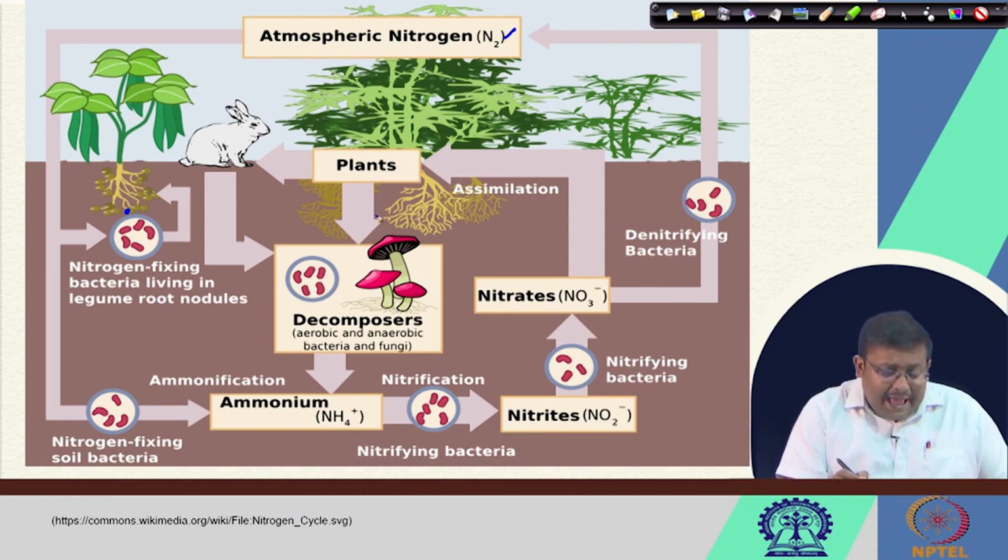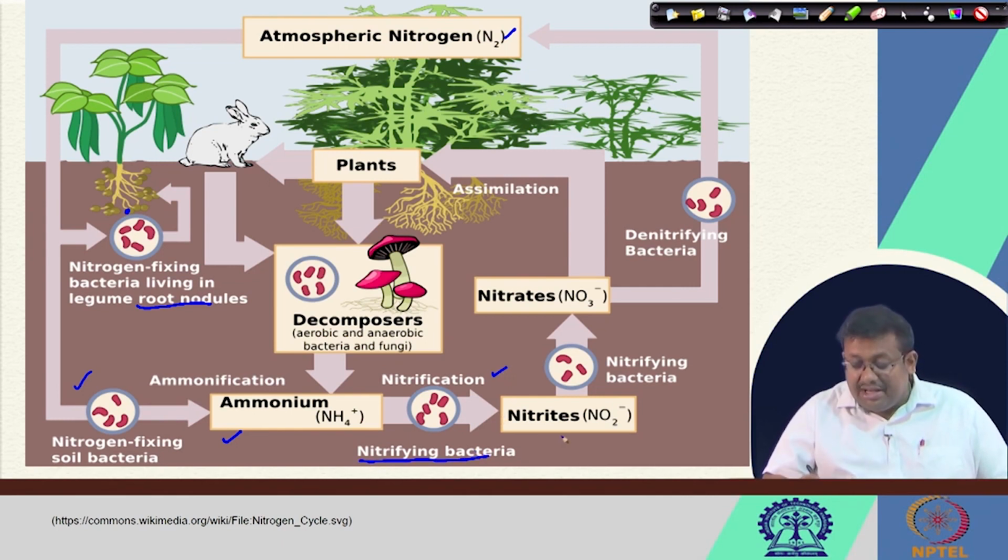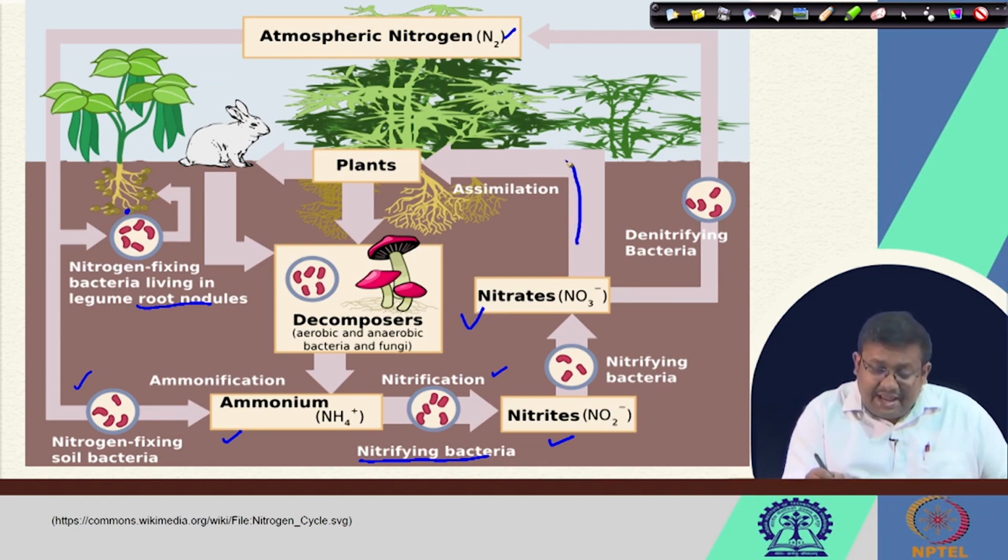plants. Here you can see a nitrogen fixing bacteria living in legume root nodules, and also some nitrogen fixing free living soil bacteria. Ultimately these bacteria help in the ammonification process, which is basically the release of ammonium ions. From these ammonium ions, the nitrification process starts in the presence of nitrifying bacteria, ultimately producing nitrites, and then in the second step it produces the nitrates. So, these nitrates are assimilated by the plant.